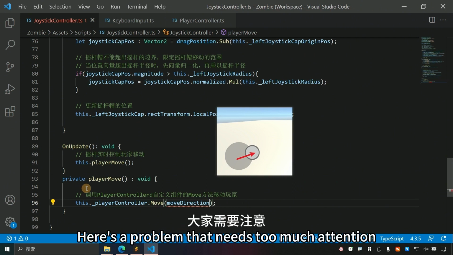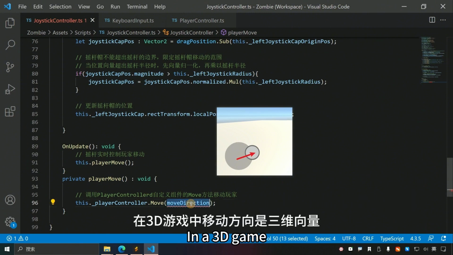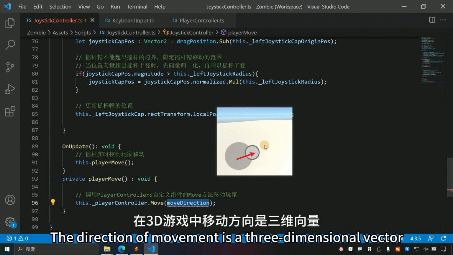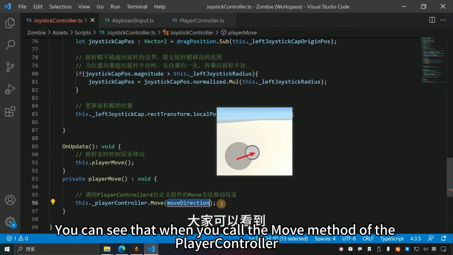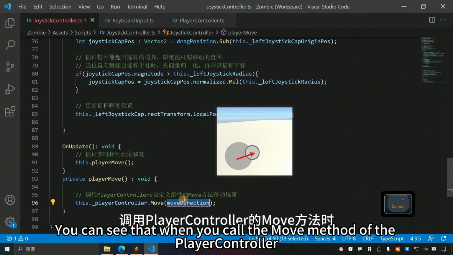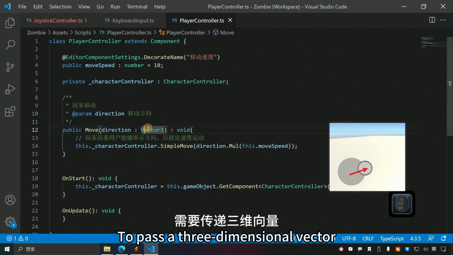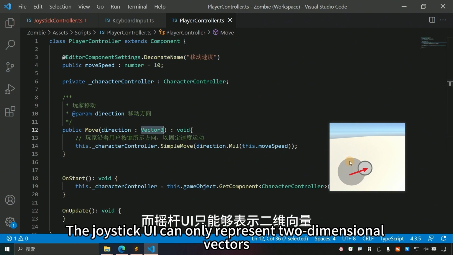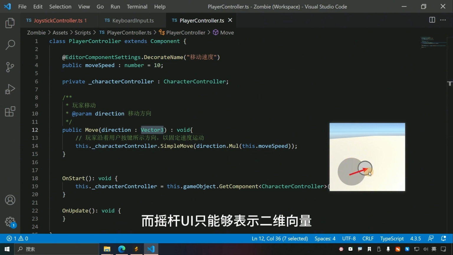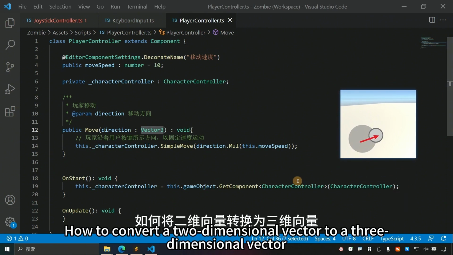Here's a problem that needs too much attention. In a SandMod game, the direction of movement is a three-dimensional vector. You can see that when you call the move method of the player controller, you need to pass a three-dimensional vector, but the joystick UI can only represent two-dimensional vectors. How do we convert a two-dimensional vector to a three-dimensional vector?